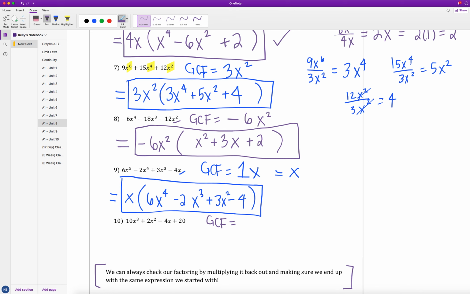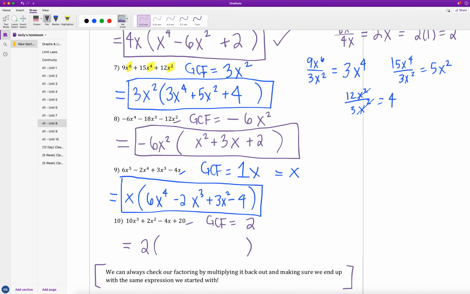So in example 10, I have 10x cubed plus 2x squared minus 4x plus 20. So let's find our greatest common factor. Between the 10, the 2, the 4, and the 20, all of those are even numbers, so they're all divisible by 2. Now, in terms of the variables, I have an x to the third, an x squared, and an x, and then I have no x's here. If I have a term that has no x's in it, there's no way for me to have an x in my greatest common factor. So in this example, my greatest common factor is just a constant, a coefficient that I'm factoring out.